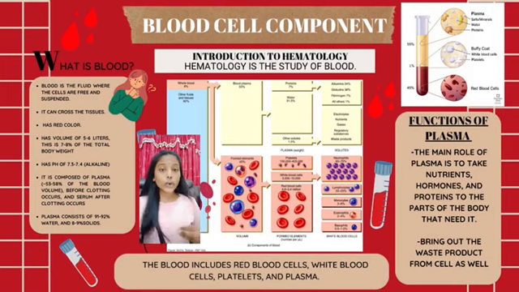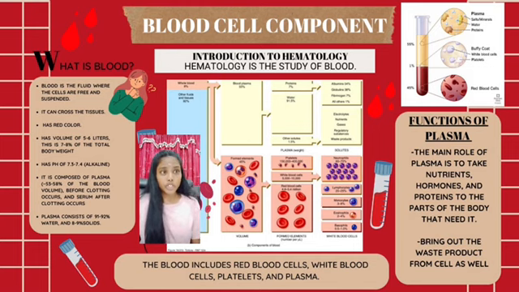So blood is not only composed of red blood cells, white blood cells, platelets. It is also composed of plasma, which consists of 53 to 58%. And plasma consists of 91 to 92% water and 8 to 9% of fluids. Let's see, what is plasma?